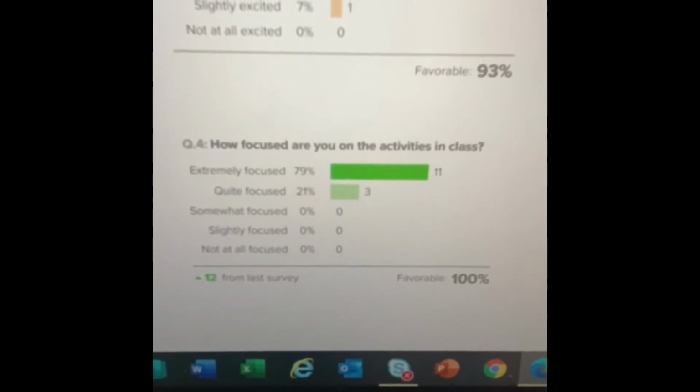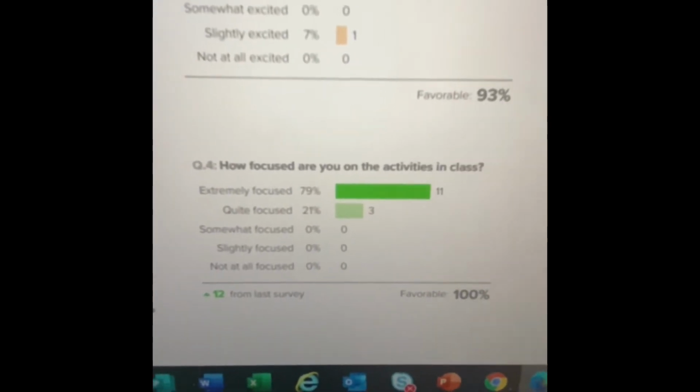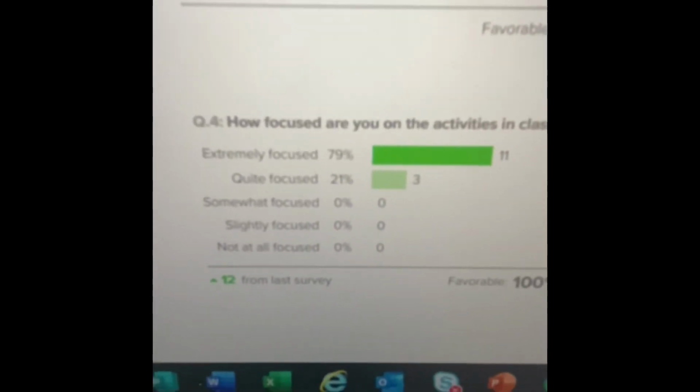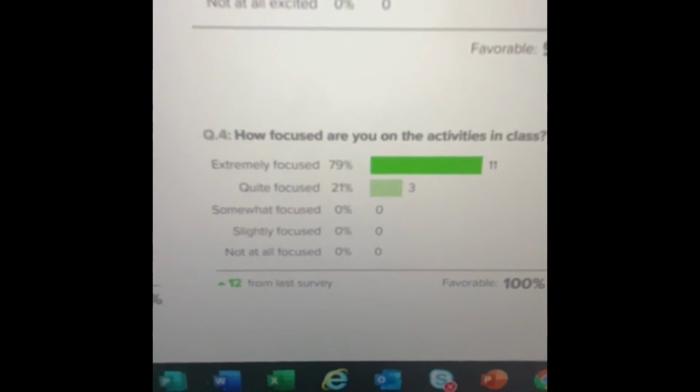And how focused are you on activities in class? And they are all quite engaged. This is important, to make activities that they are engaged in. And this one was really, really good from my last survey. So I guess this year I got way better at that.